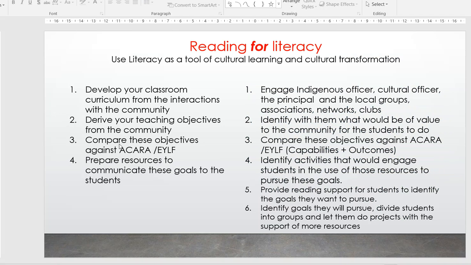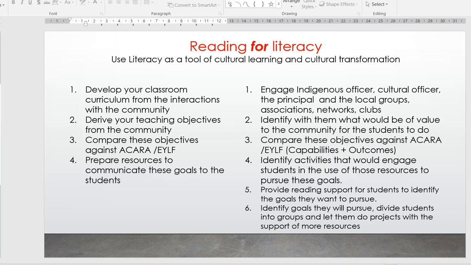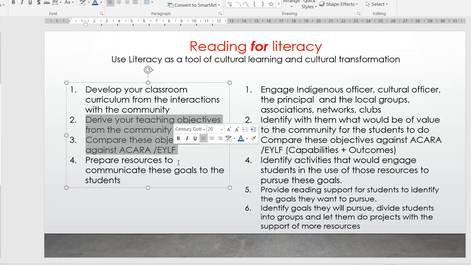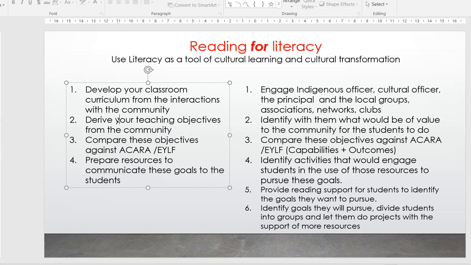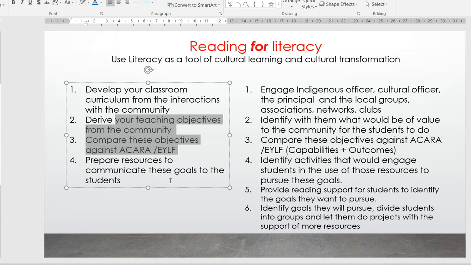And definitely remember that before you actually started all this planning, you have actually translated. So this is the beginning also of your planning, of your design. You translated the community objectives into the ACARA or Early Years Learning Framework objectives. So you know where you're going.